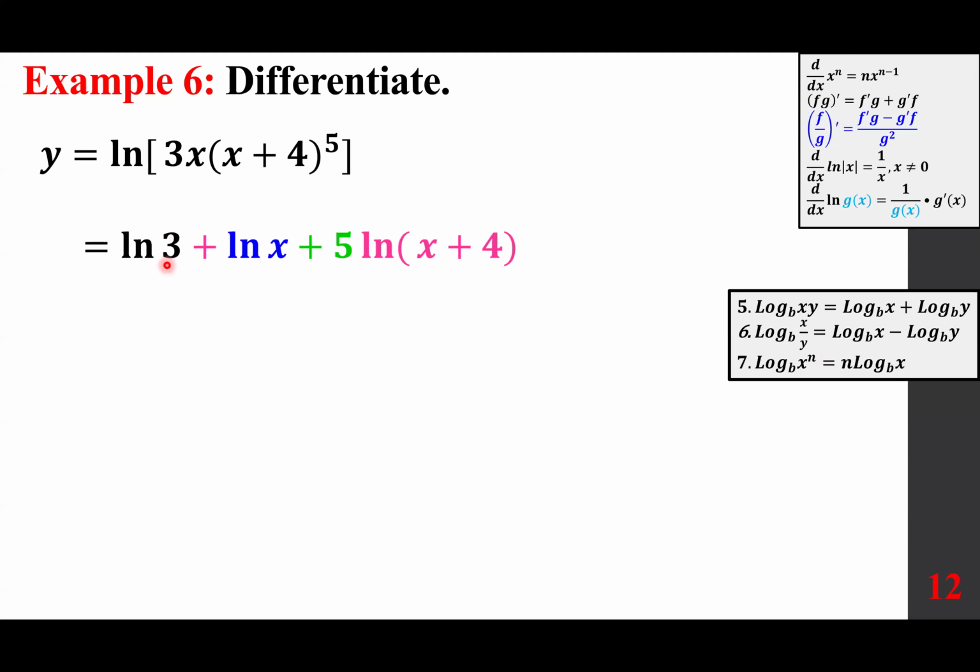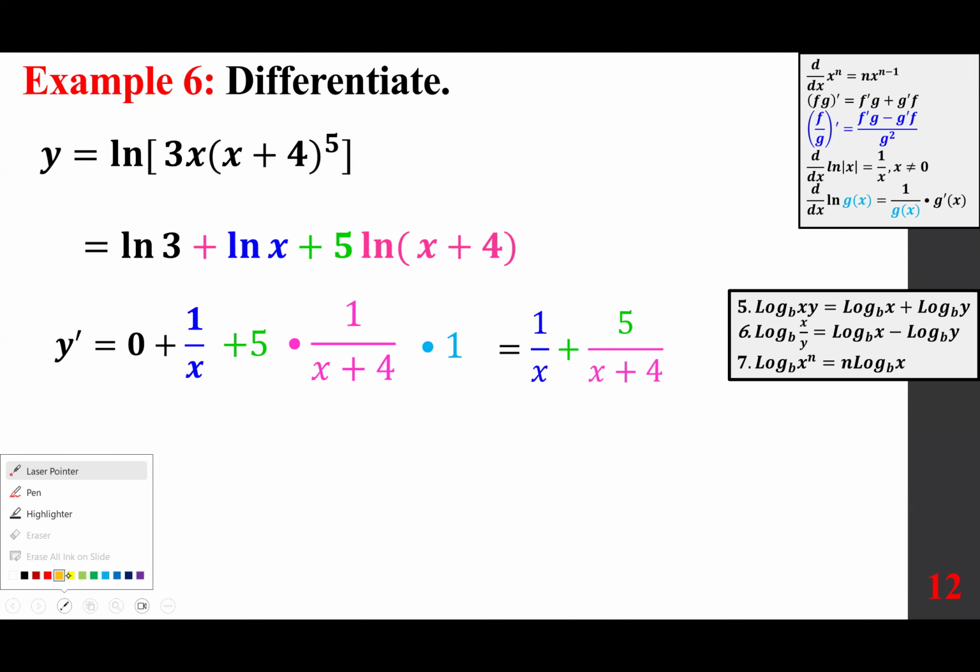Now, ln 3 is a number. The answer is 0. ln x is 1 over x. So we work on this piece. To do that, plus 5 remains. We are going to differentiate ln of x plus 4. First, we're going to flip it over, 1 over x plus 4. So we are using this one. And then by the chain rule, times the derivative of the argument, which happened to be 1. Therefore, we have 1 over x plus 5 over x plus 4.